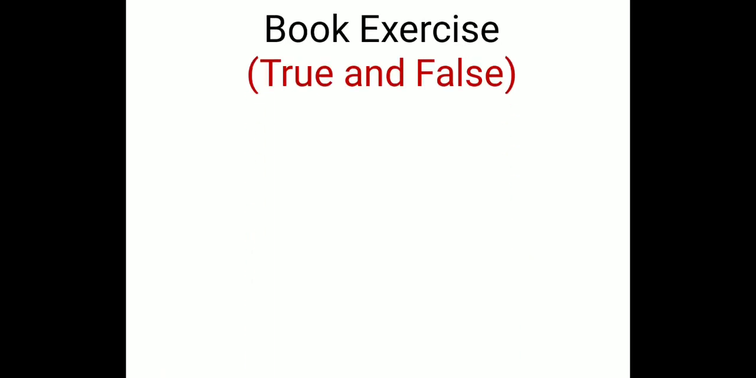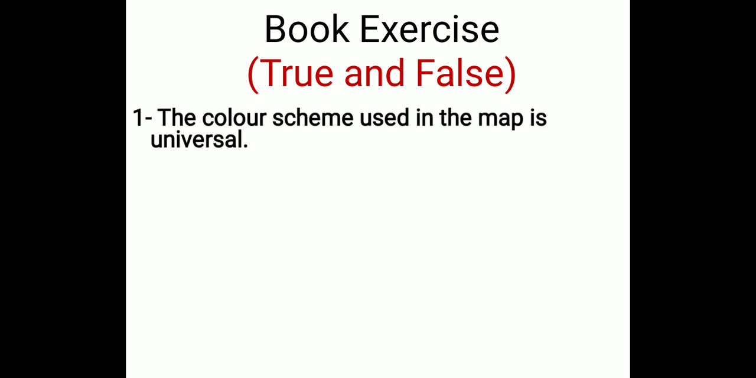Now we will go to true and false. The color scheme used in the map is universal. Is this statement true or false? Tell me. The answer is true, students, because whatever color we are using on a map, it is being used universally everywhere. We use the same colors for locating particular things, like blue color is used to show water bodies only, right?